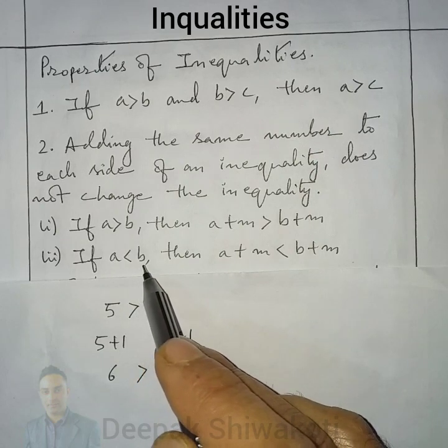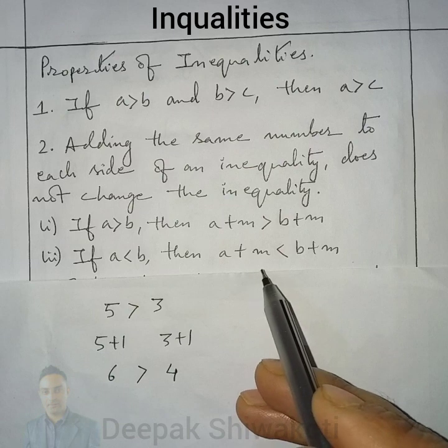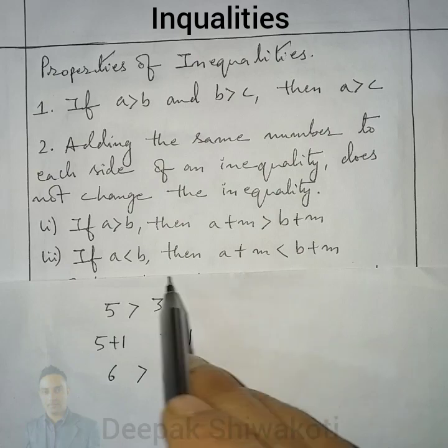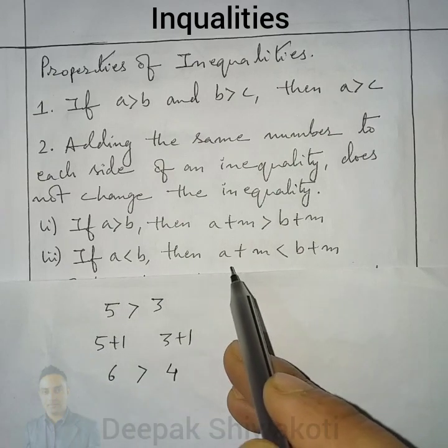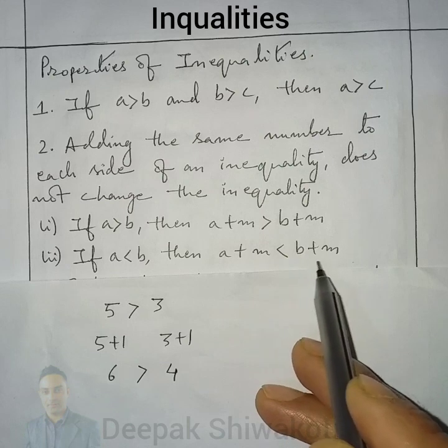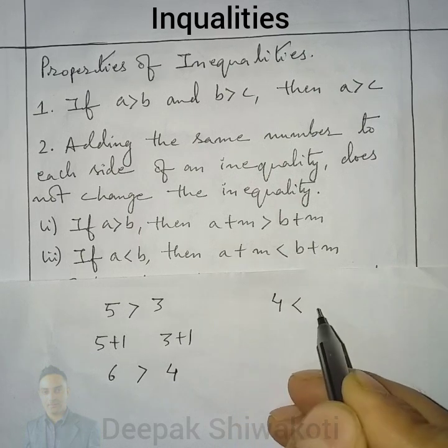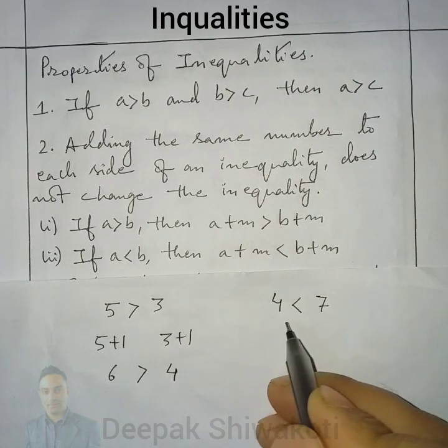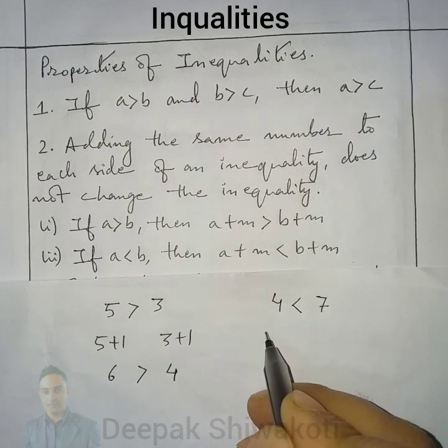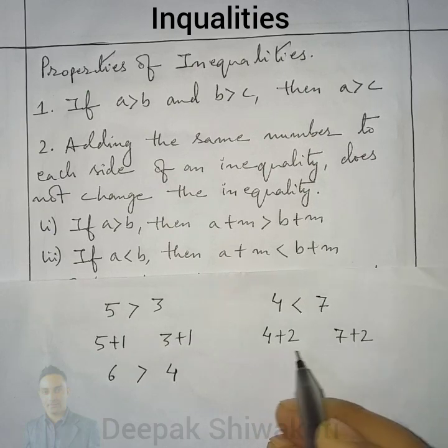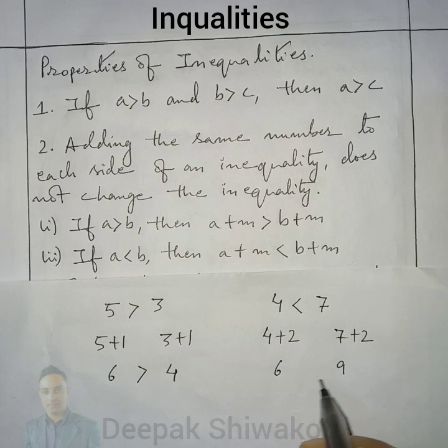If a is less than b, then a plus m and b plus m will not change the sign of inequality, that is, a plus m is less than b plus m. Similarly, if we write 4 is less than 7, and if we add any number to each side, suppose we add 2, 4 plus 2 and 7 plus 2, here 6, here 9. The sign of inequality will not change because 6 is less than 9, so it is true.